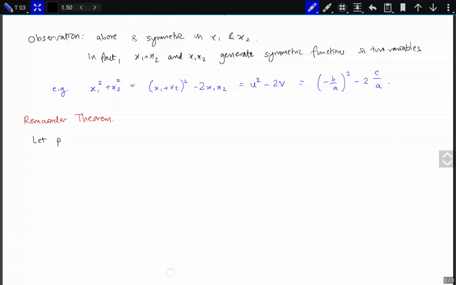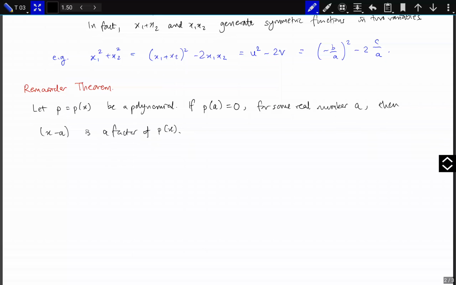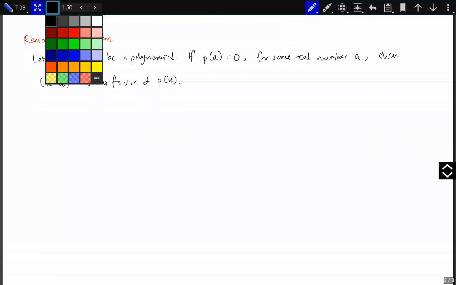So let P be a polynomial. If the value at a particular number a is 0, then in fact, x minus a is a factor of P. And today we're going to come across our first proof of the module.